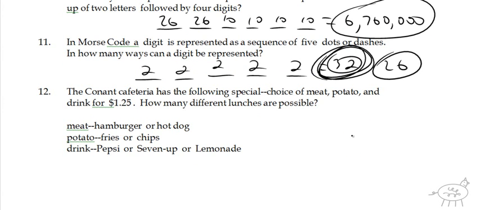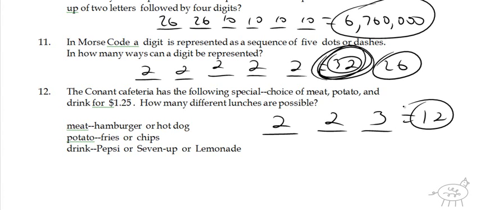Okay, and the last one, Conant Cafeteria has the following specials. Choice of meat, potato, and drink for $1.25. How many different lunches are possible? It's, again, meat is 2. So it's three slots here. Meat is 2. Potatoes, fries or chips, that's 2. And drinks, either Pepsi, 7-Up, or lemonade, that's 3. So you multiply it out, and you get 12.